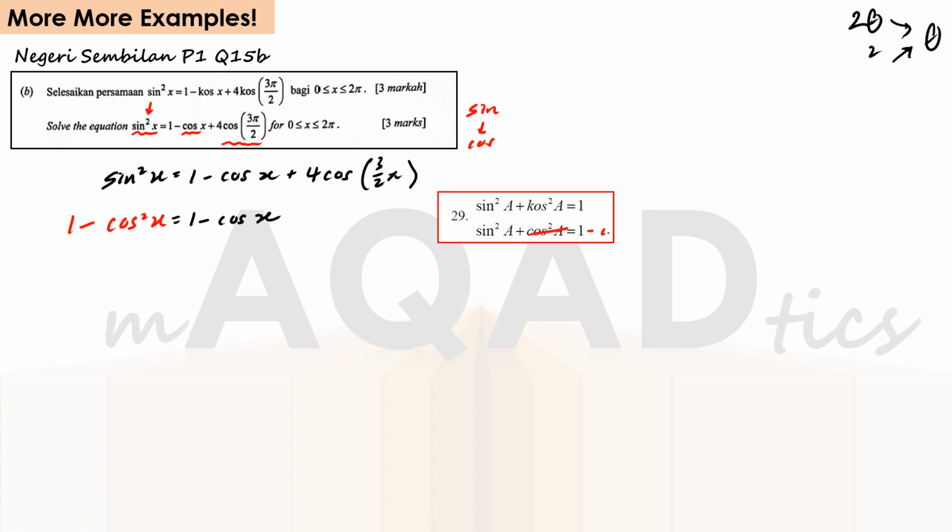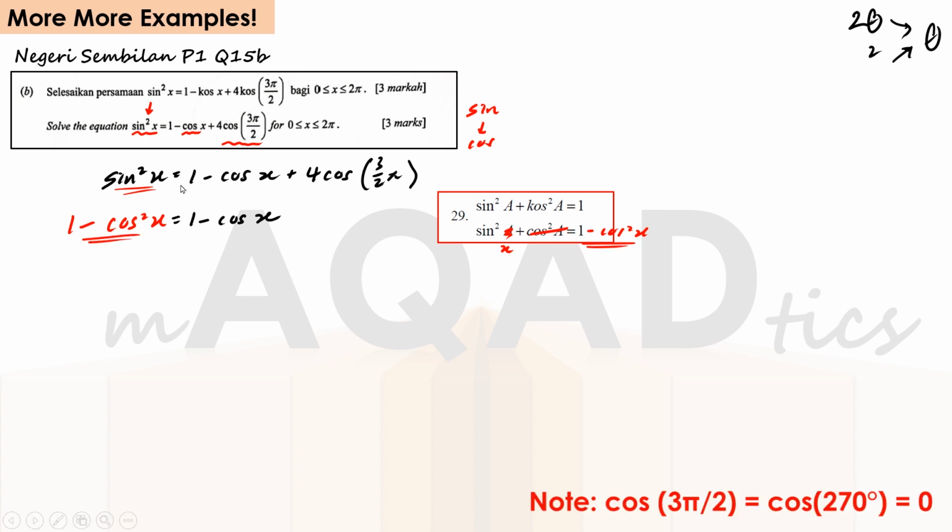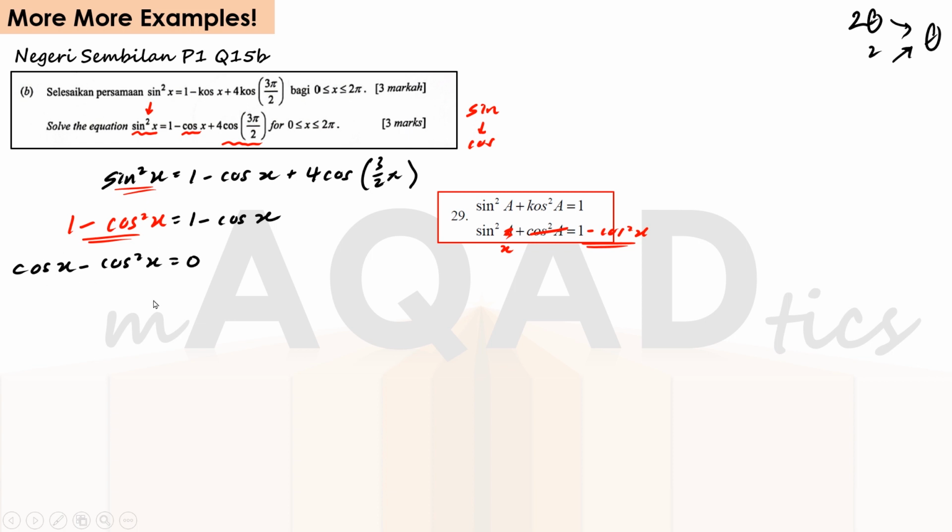We move it to the right side, and we will get from sine square x to become 1 minus cos square x. Then we move everything to the left. Technically it doesn't look like a quadratic equation because it is missing the C part.